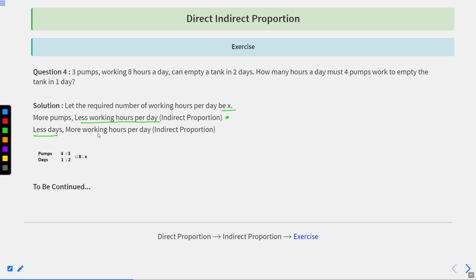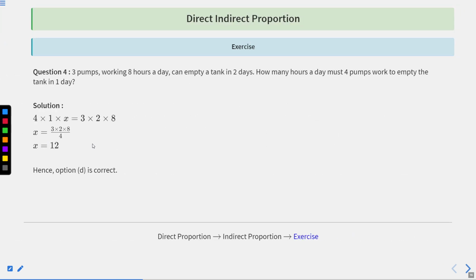So less days, more working hours per day. So the pumps are in ratio 4 is to 3. So the days will be in the ratio 1 is to 2 as 8 is to x. So it is going to be 4 times 1 into x equal to 3 times 2 times 8. And when you simplify this to obtain the value of x, you will get x equal to 12. So the correct option here is option D.